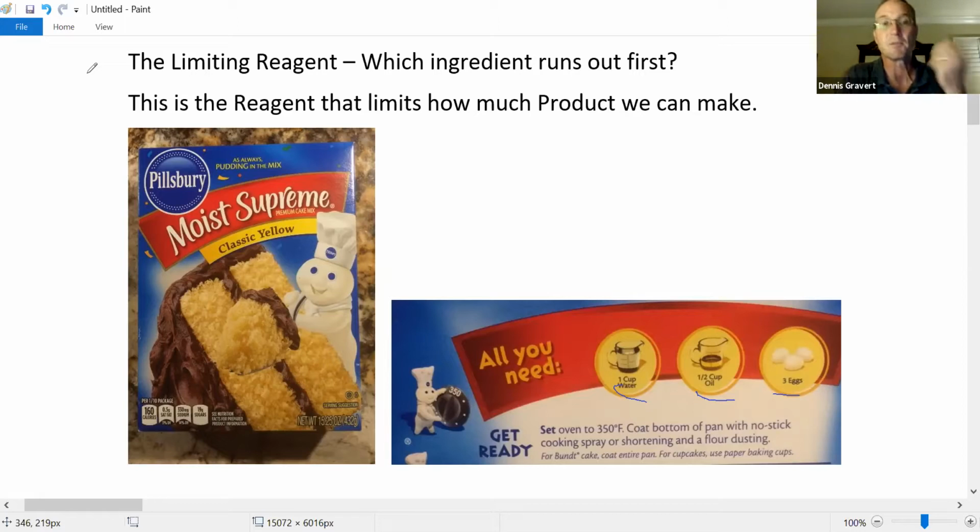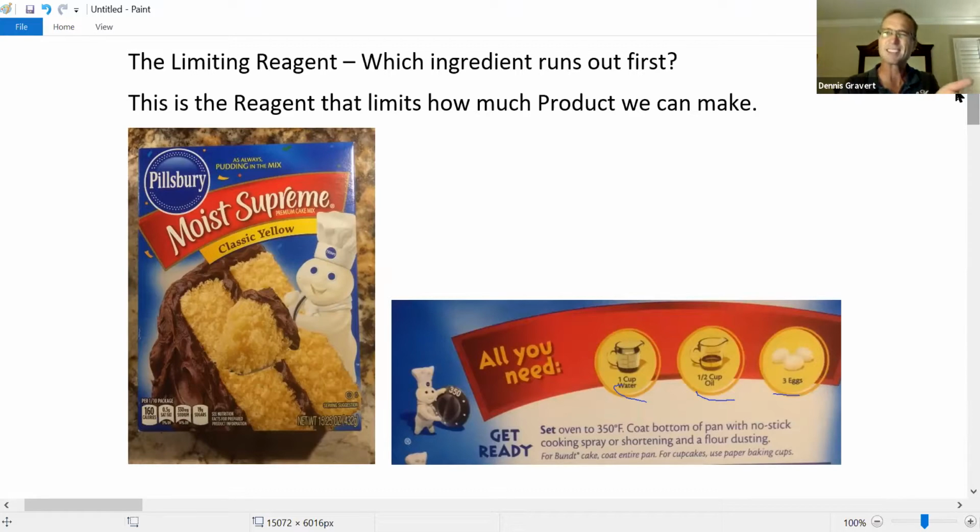So let's first define it before we go into the problem. The limiting reagent is simply the ingredient or the reactant that runs out first. So here's what's happening in the lab and in the real world: yes, you can sometimes do very careful measurements and precisely add the exact amount of reagents that you need to do a chemical reaction. But it turns out you don't have to. You could be a little bit sloppy and add a little bit of extra of some of the reactants, and the reaction will still work. You'll just have some leftover reactants at the end.